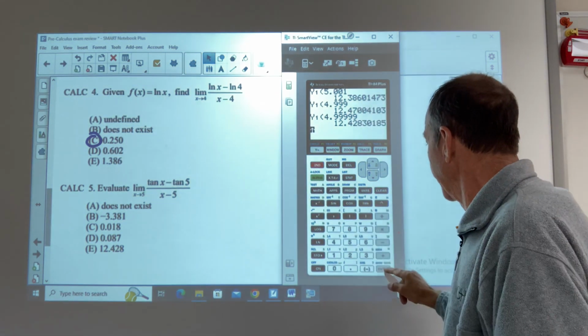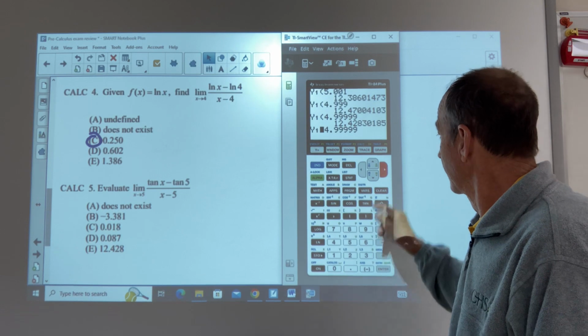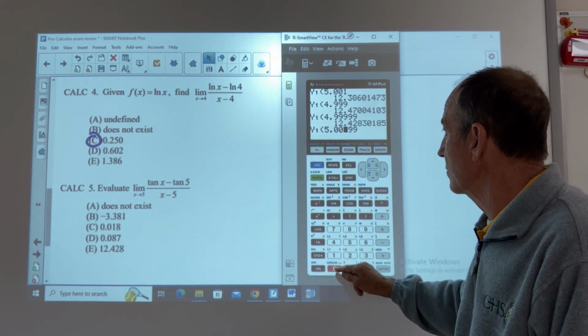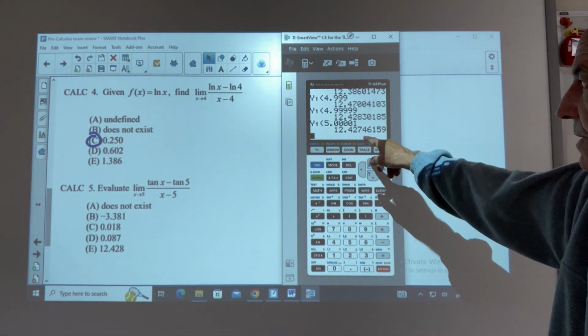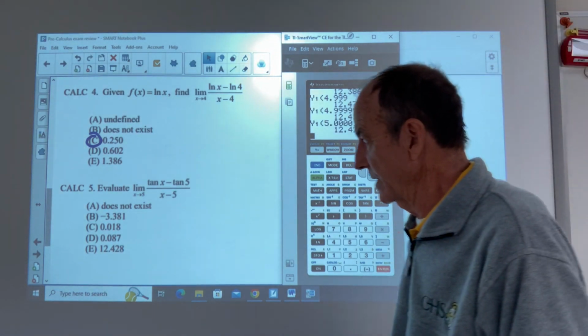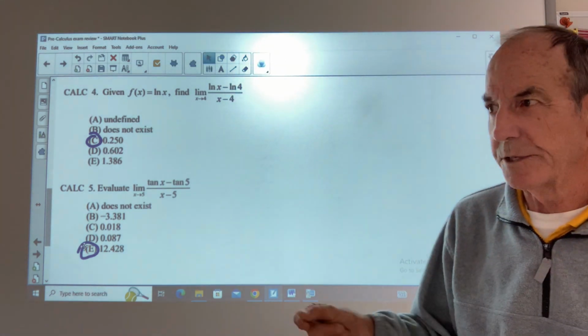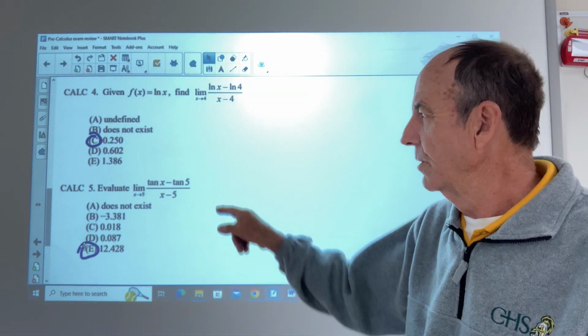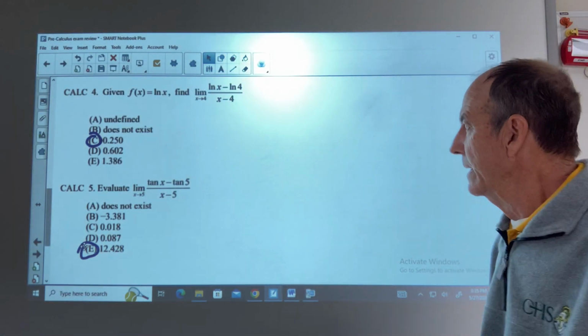Or on the other side, 5.00001. So really close to 5. And again, I'm seeing this 12.428. That's the answer. Okay. So most of these problems are less than a minute apiece. So you key them in, find the 0, or for the limit problems, put a number in close to the limiting value. Okay.